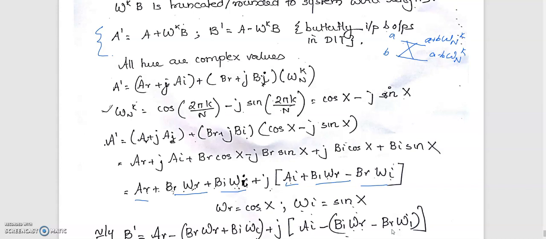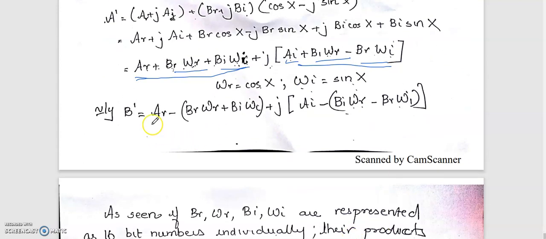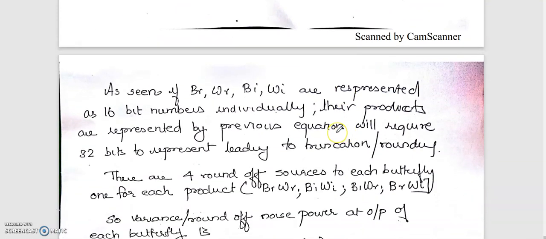Just as you look over here, W_R will be equal to cos x and W_I will be equal to sin x. All you need to do is multiply and open the brackets. You can see that you're combining the terms with the j component and the terms without the j component, which will result in the real part and the imaginary part given over here. Similarly, for B dash also you can find a real component and an imaginary component.